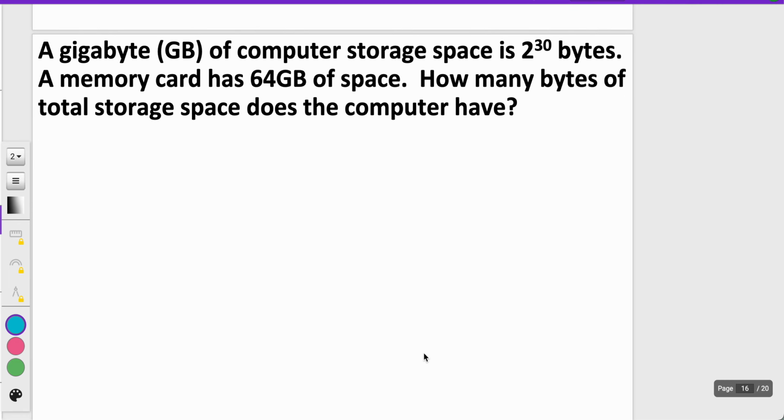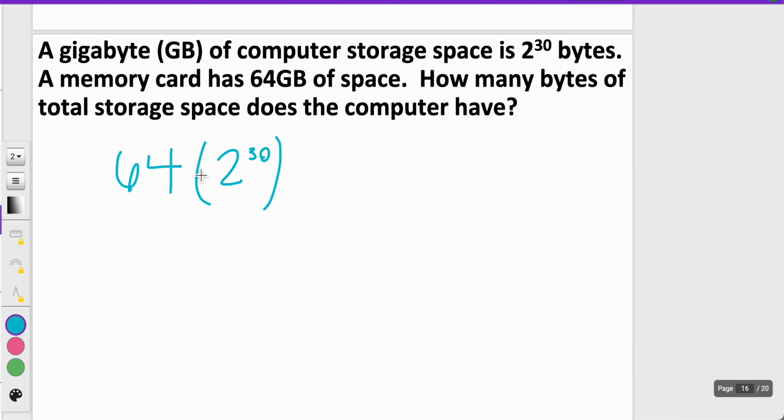The first thing we're going to talk about is just a word problem. It says a gigabyte of computer storage is 2 to the 30 bytes. A memory card has 64 gigabytes. So how many bytes of total storage does the computer have? So a gigabyte is 2 to the 30th, and a memory card has 64. That means I'm going to have 64 of those, okay?